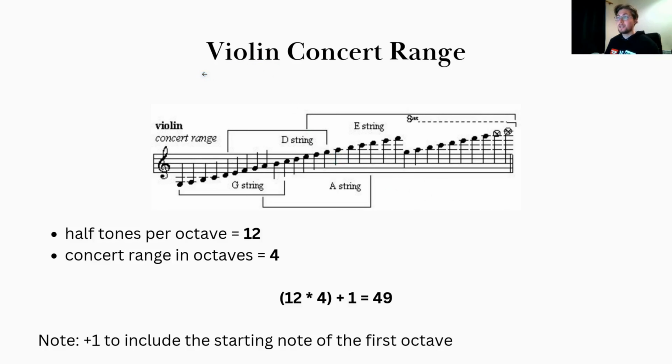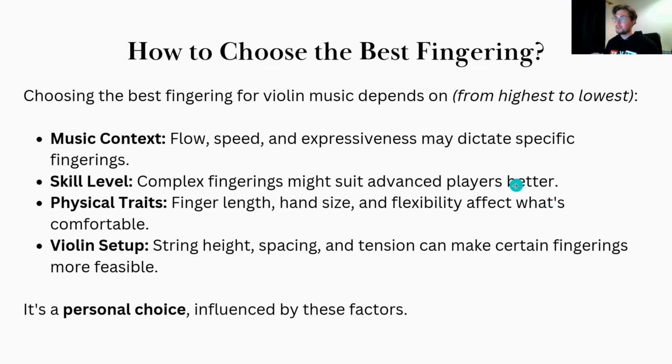Now, let's look at violin concert range. 4 octaves. Each octave consists of 12 semitones. If we do the math, it adds up to 49 concert pitches. And if you consider that each note can be played in 4 different ways, it adds up to a big number of combinations. So how to choose the best fingering?